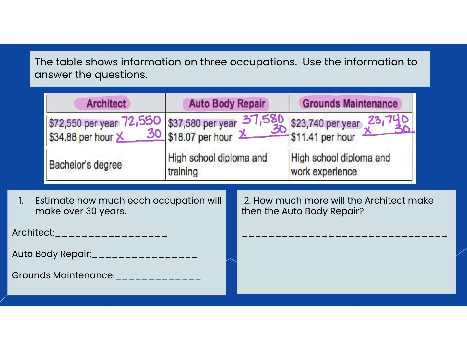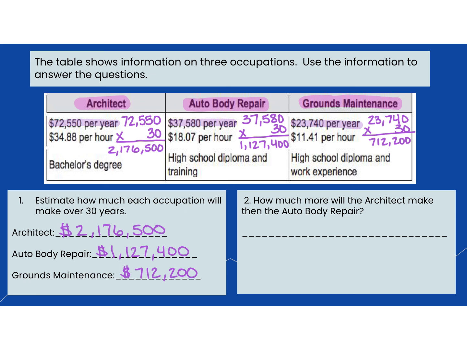I've set up our multiplication problems. You can pause this video to multiply out and find the lifetime income of each occupation. After calculating, the lifetime income of an architect is $2,176,500. The lifetime income of an auto body repair man is $1,127,400. And the lifetime income of a grounds maintenance man is $712,200.